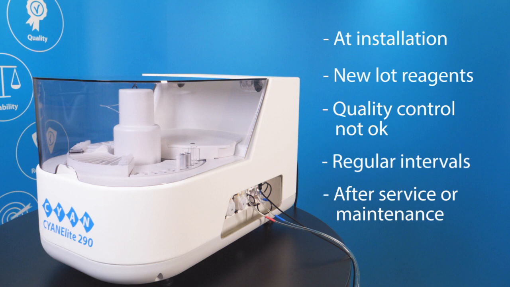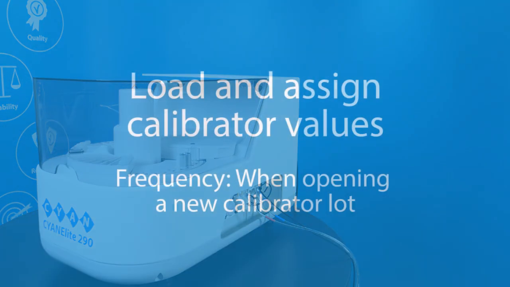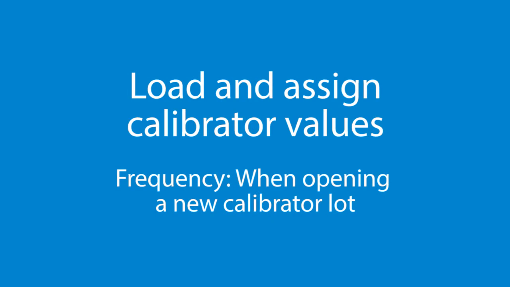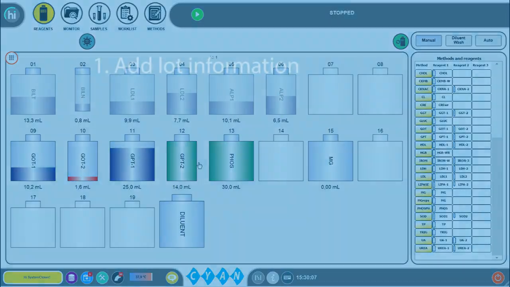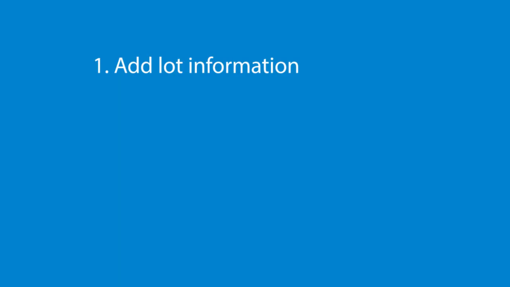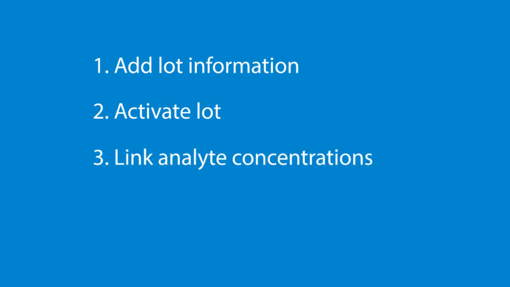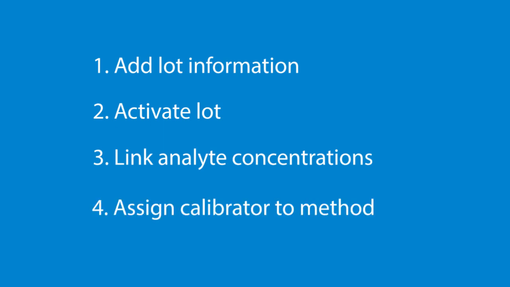For the best results, use a Cypress Diagnostics biochemistry calibrator. Prepare it according to the instructions on the insert. When opening a new calibrator lot, assign the new calibrator in the software. This takes 4 steps. First, add the lot information and expiry date. 2. Activate the lot. 3. Link the analyte concentration to each method. And 4. Assign the calibrator in the methods menu.